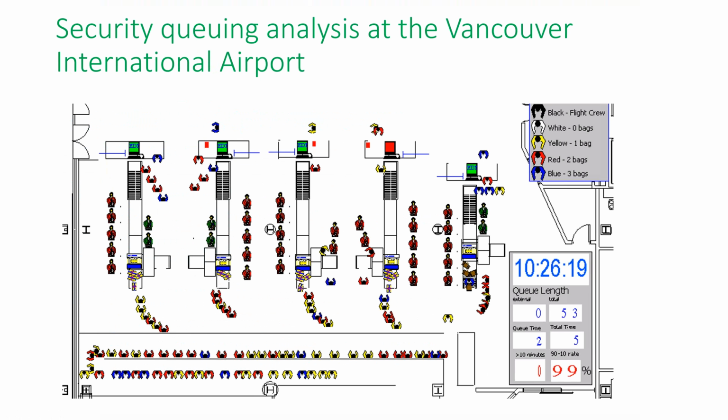And the next one I'd like to talk about is security queuing analysis at the Vancouver International Airport. So here, this is basically the pre-board screening. After you check in your luggage, you go to the security, right? So you line up over here, and each color represents passengers with a different number of carry-on bags.